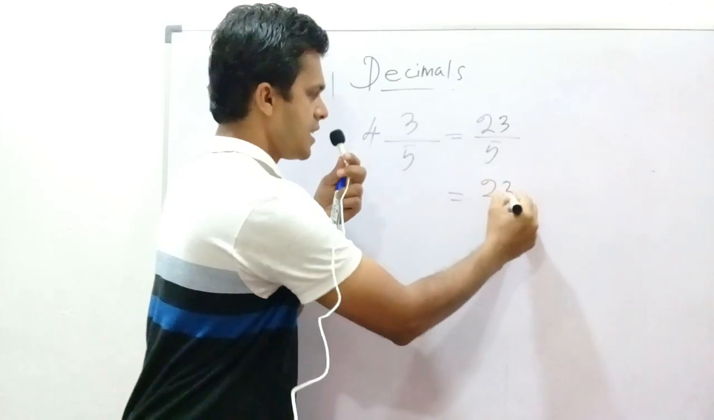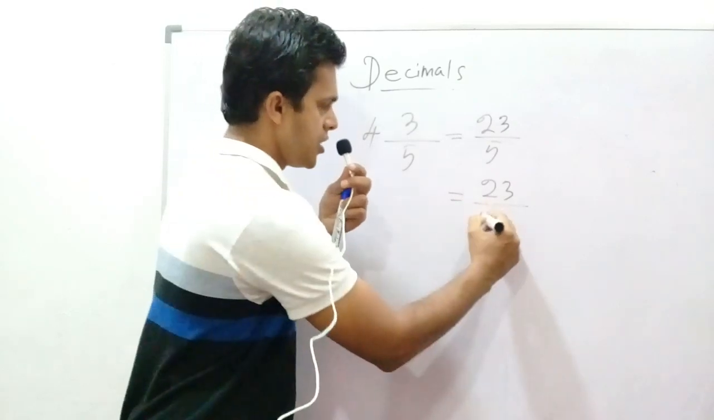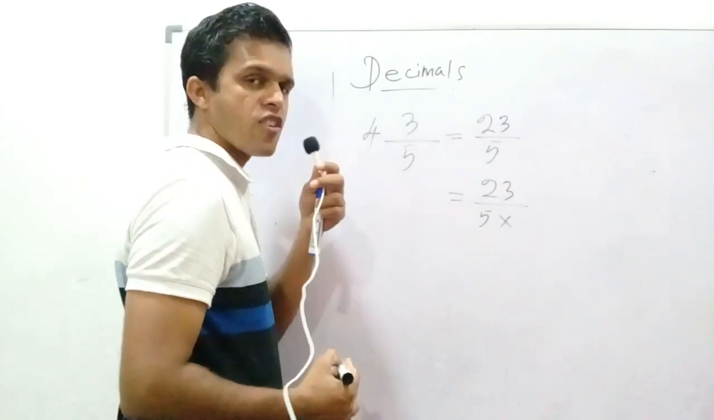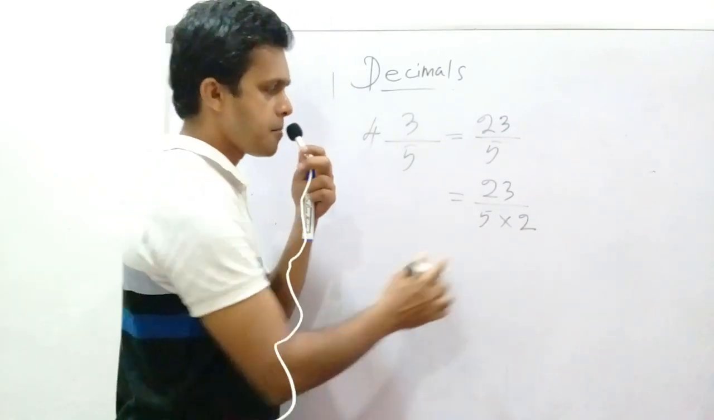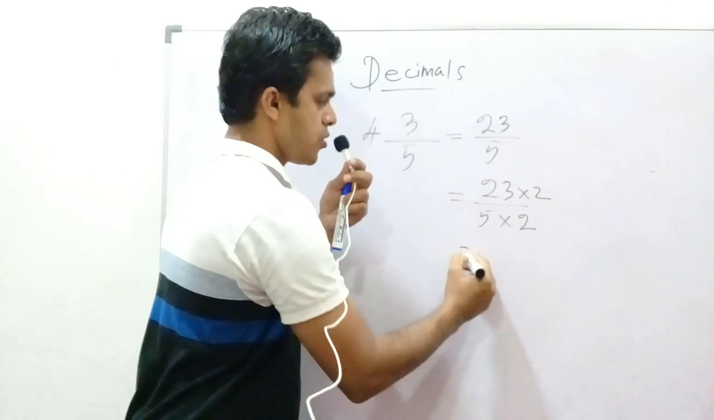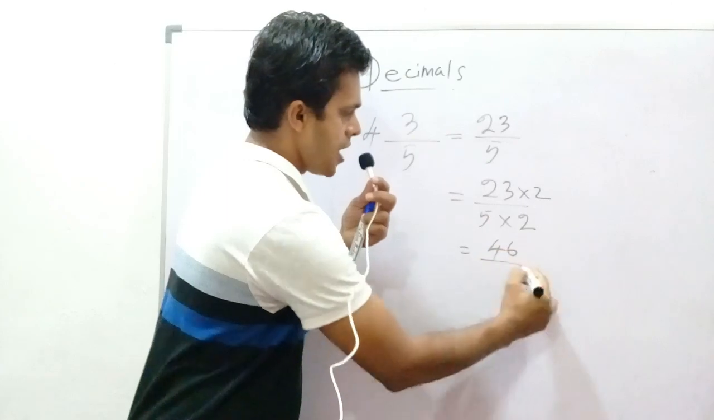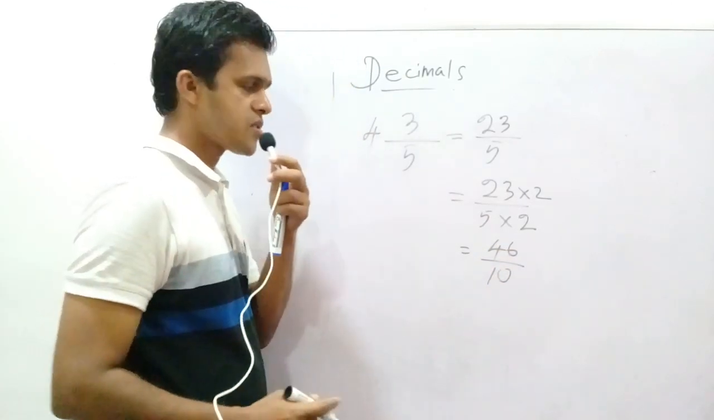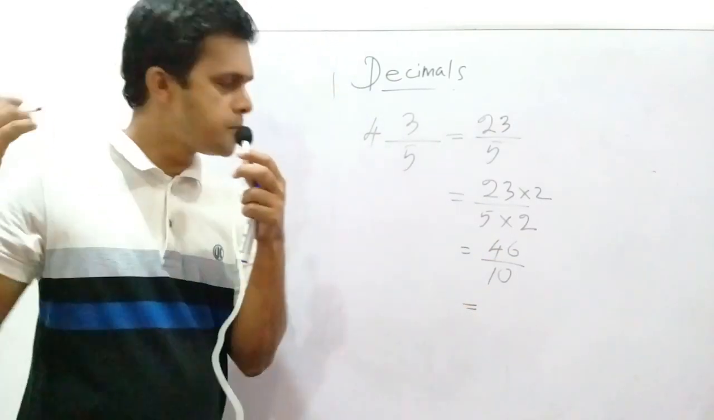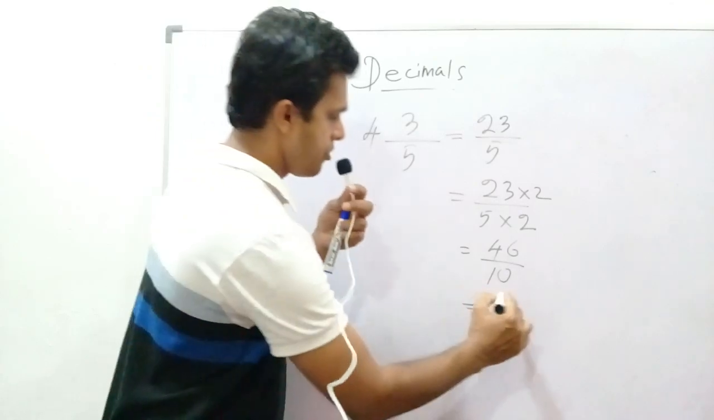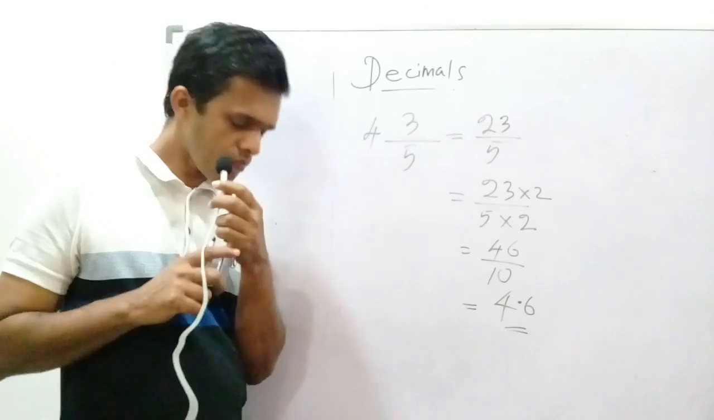Now you can get the digit 10 in the denominator, so both the denominator and the numerator are multiplied by 2. So 23 times 2, 46. 5 times 2, 10. Now what is the answer? 46 upon 10 could be written as 4.6. Okay.